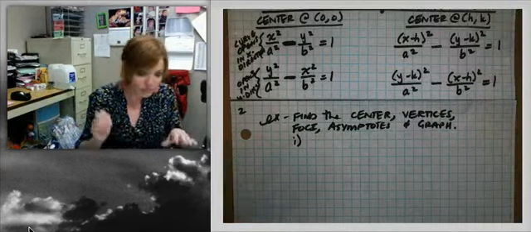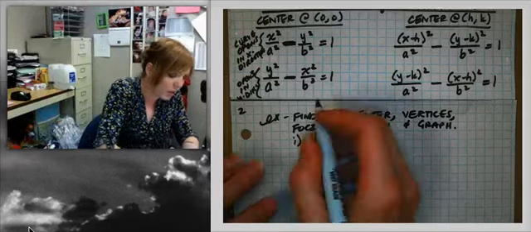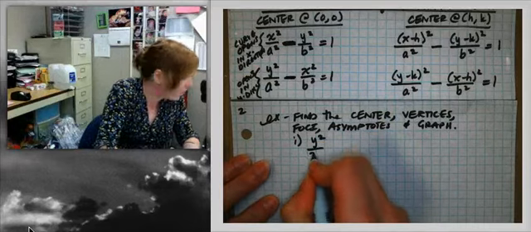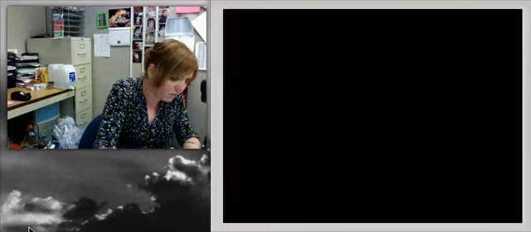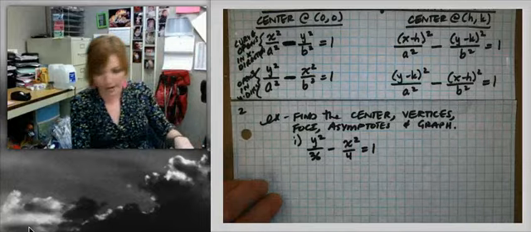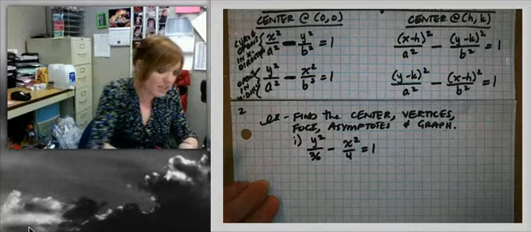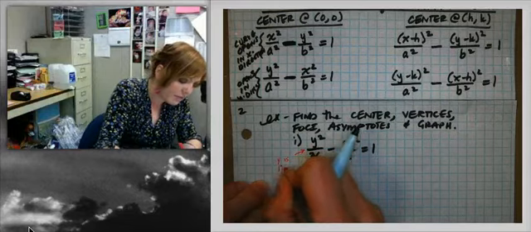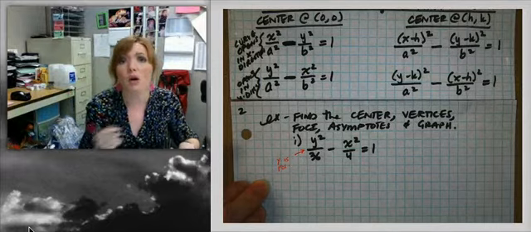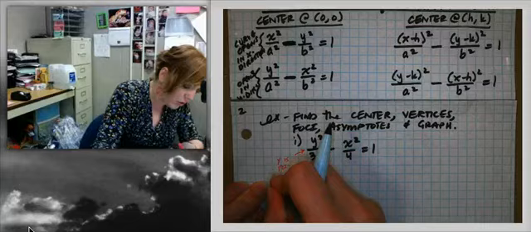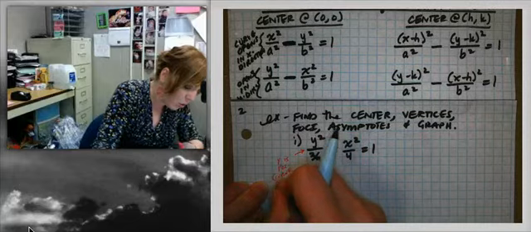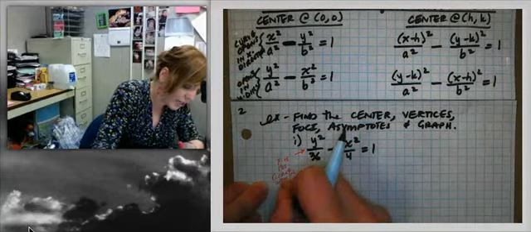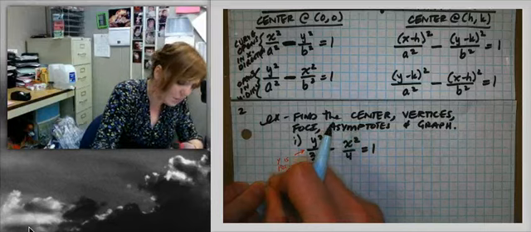So here we go. The first one that we're going to do this for is y squared over 36 minus x squared over 4 equals 1. All right. First thing I want you all to notice is the fact that our y is positive. So that means that we're only going to have curves in the y direction, or opening up and down. So the curve is going to open in the y direction just because y is positive.